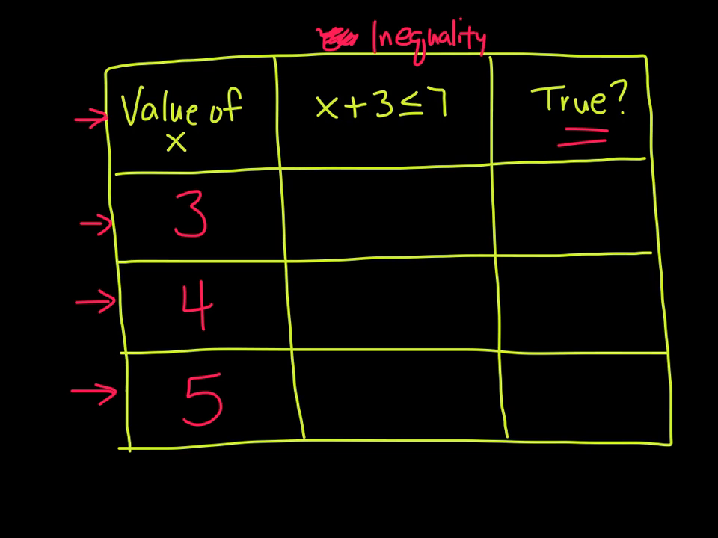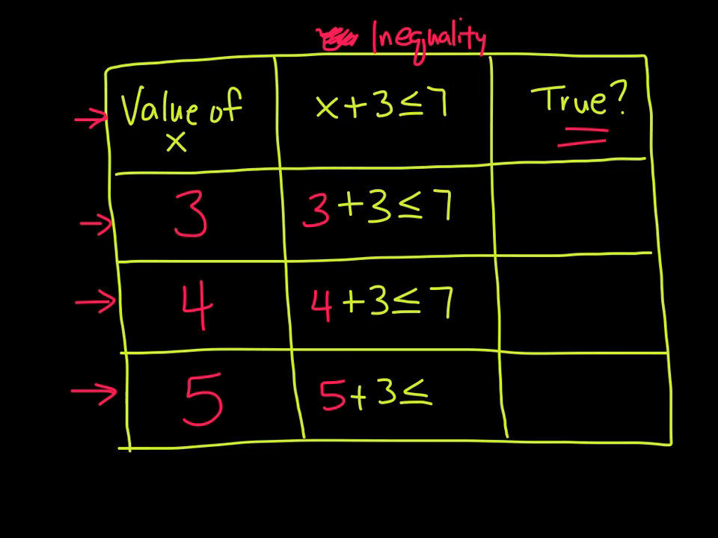That's really the difference. Alright, so we're going to plug these numbers in. So I'm going to plug in 3 plus 3, they're saying is less than or equal to 7. Is that true? Down here I'm going to plug in 4 plus 3, is it less than or equal to 7? And then this one I'm going to plug in 5 for my x. We're saying is 5 plus 3 less than or equal to 7. So these are all our questions that we have here. We need to say, are they true or are they not?